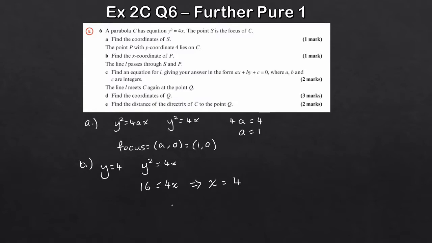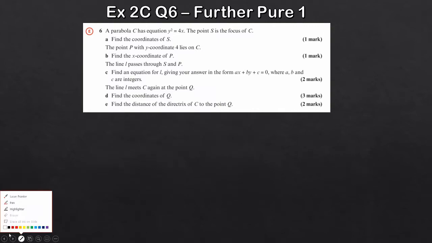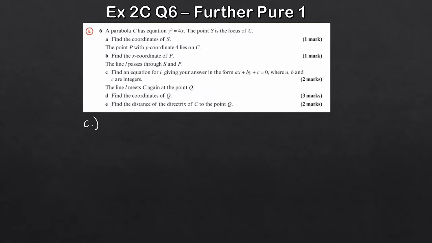Part C, a little bit more work to this one now. We actually have to find an equation for the line L, and the line L passes through S and P. Just to make sure we have enough room, I'm going to clear everything. So it passes through S and P. Let's just write down what S and P are again. S is 1, 0. And P, which we just worked out, was 4, 4.